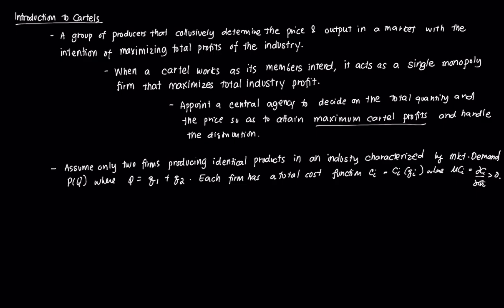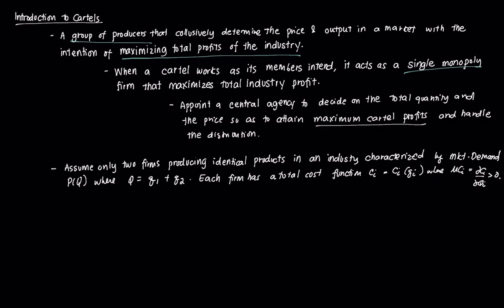A cartel essentially is a group of producers which collusively determine the price and output in the market with the intention of maximizing total profits in the industry. So they're going to collaborate and collude with the sole goal of trying to get all the profits in the industry. And when a cartel works as its members intend, it essentially acts almost like a single monopoly, which maximizes the total industry profit.